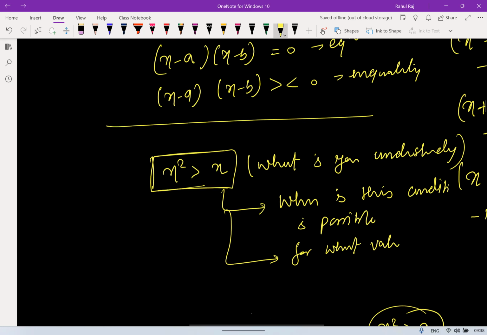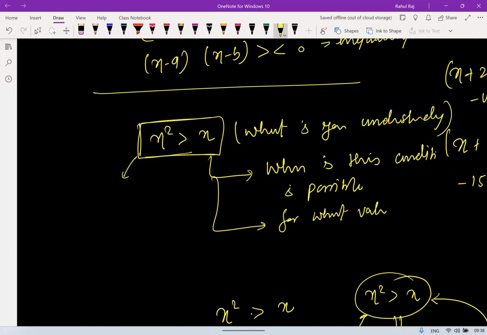So when I say x square greater than x, it simply means you have to think about when this condition is possible, or for what values of x this condition is possible. Now x square greater than x is only possible in two ways: when x is greater than 1 or x is less than 0. You take any value of x greater than 1, x square is greater than x, or you take any value of x less than 0, x square is still greater than x. Any problem here? No. Makes sense, absolutely clear? Yeah.